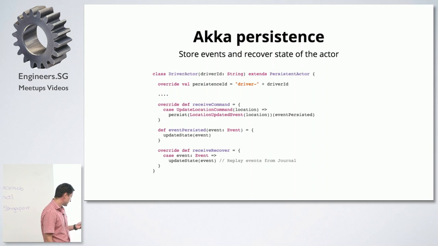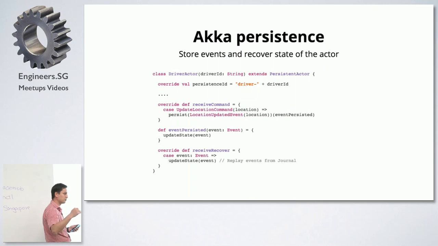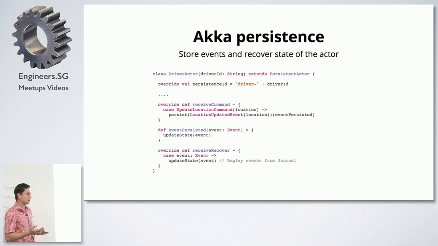What is important here is when the actor is killed or the system is restarted, we have a method receive recover, which works like this: we create an actor, we load everything from the journal, Akka does that for us, and it feeds the stream of events recorded in the data store, in the sequence that they were generated, to this method. The problem here is that it may be slow, but the great thing is that we have stored all the events, we have stored everything, and we get the latest state of the actor.